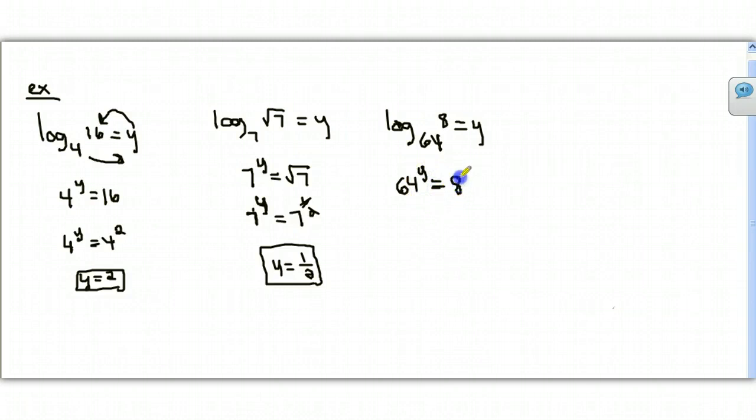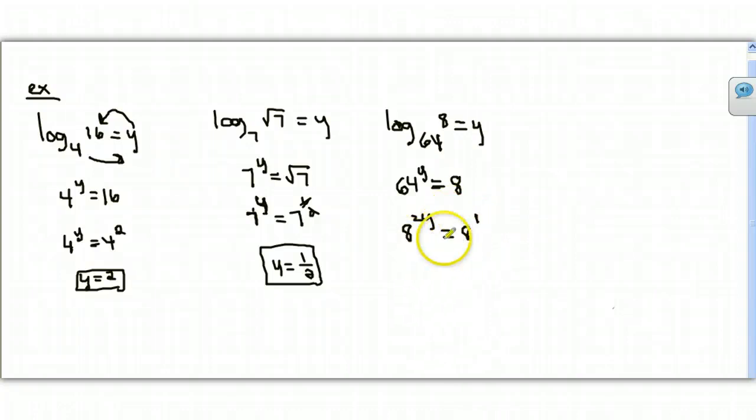So look at the bases. You got a base of 64 and a base of 8. You can't make 8 look like 64 to some power, or you can, but it's easy to make 64 look like 8 to some power. So 64 is 8 to what power? 8 to the second. So this would be 8 to the second with a y next to it equal 8 to what power? What power is this 8 on the other side? 1. So you got 8 to the power of 2y equal 8 to the power of 1.